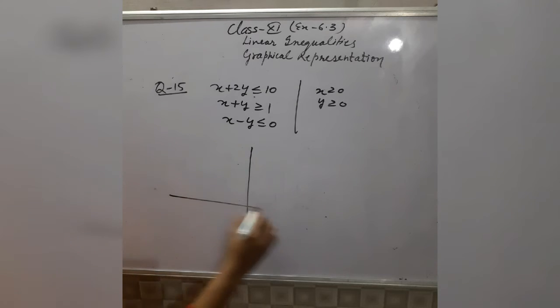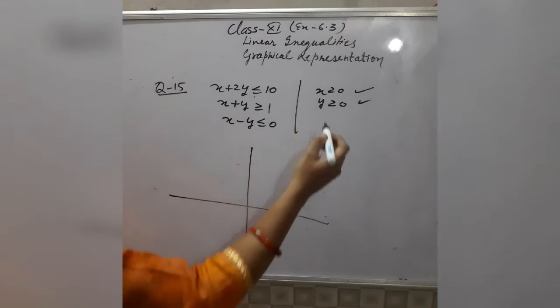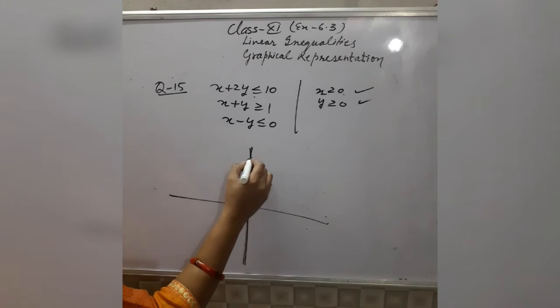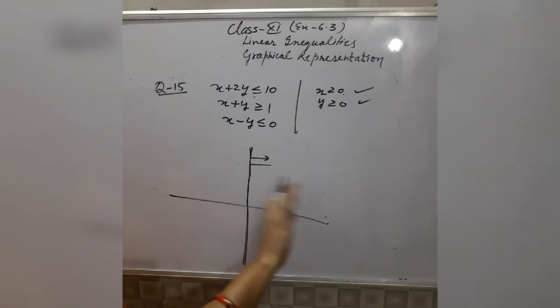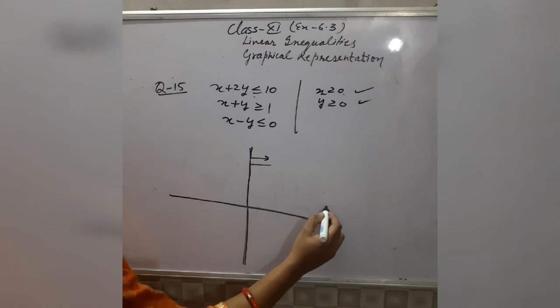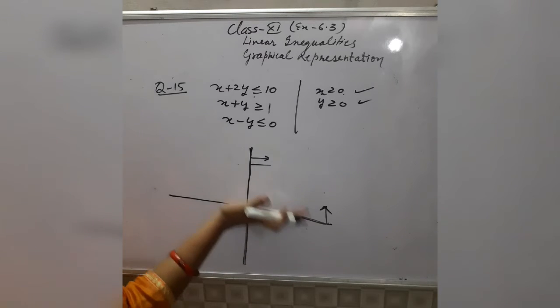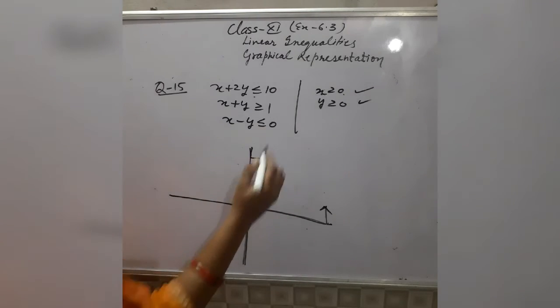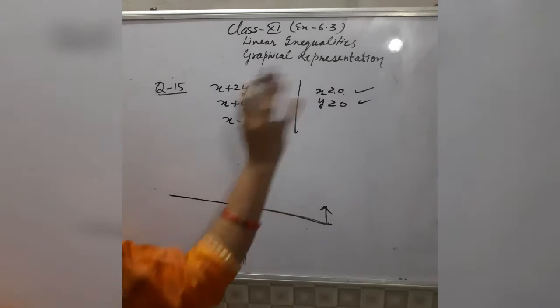So firstly we will draw the graph for these linear inequalities. For x greater than or equal to 0, it is the y axis, and this is the shaded region, in this direction. And for y greater than or equal to 0, it is the x axis, and this arrow represents the shaded region of this line. So these are the 2 lines we have drawn from these 2 linear inequalities.